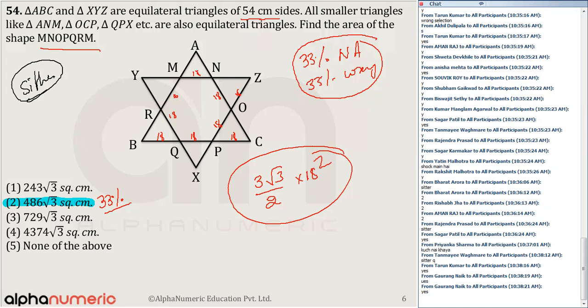क्यों छोड़ा? अब क्यों गलत किया? जिन्होंने गलत किया, क्यों गलत किया? Try to identify the mistakes. ओके, सो शुड आई मूव अहेड टू द नेक्स्ट क्वेश्चन नाउ?